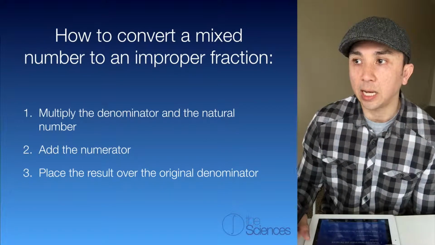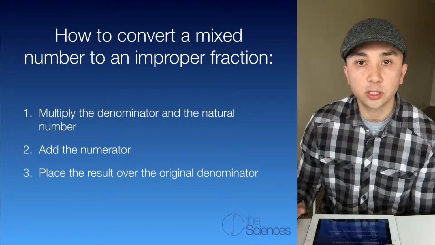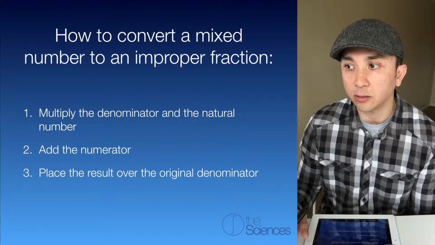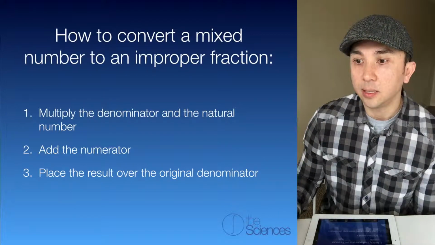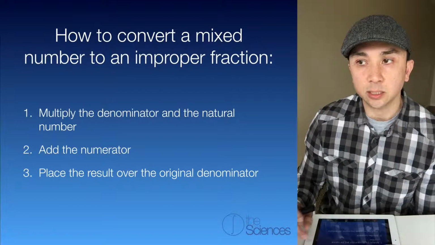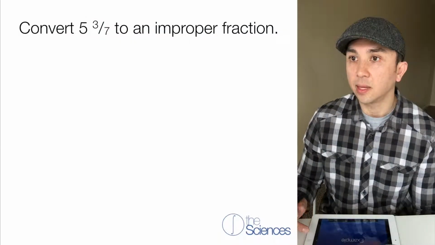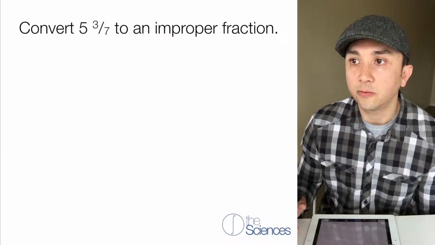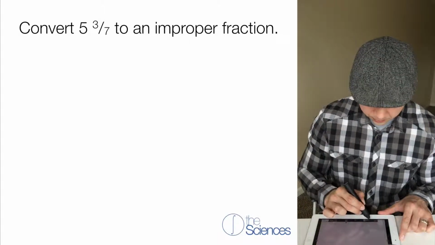So how do we convert a mixed number to an improper fraction? First, we're going to multiply the denominator and the natural number. Then we're going to add the numerator. And then we're going to place the result over the original denominator. Let's go over an example. Here, let's convert 5 and 3/7 to an improper fraction.